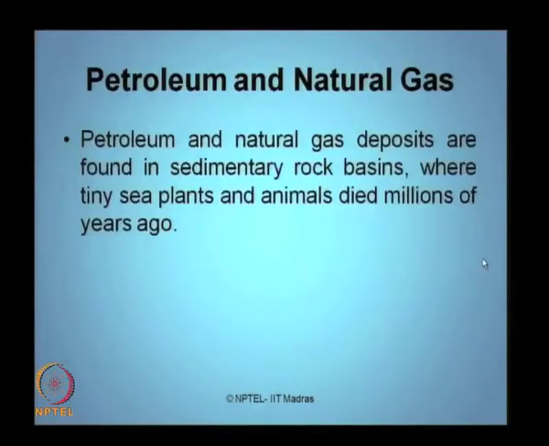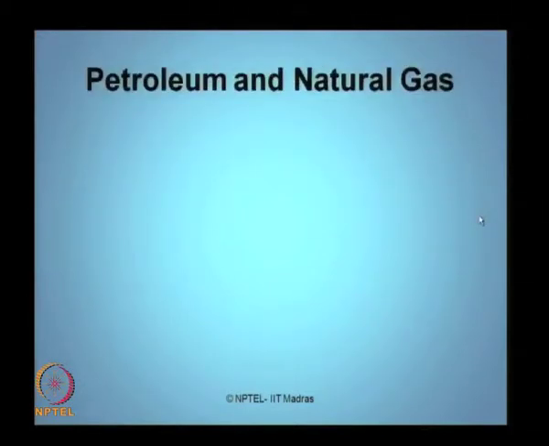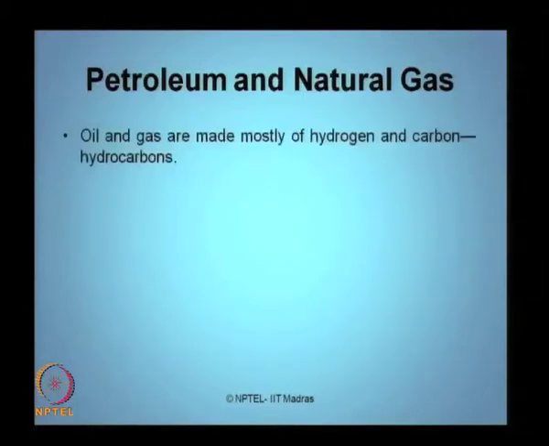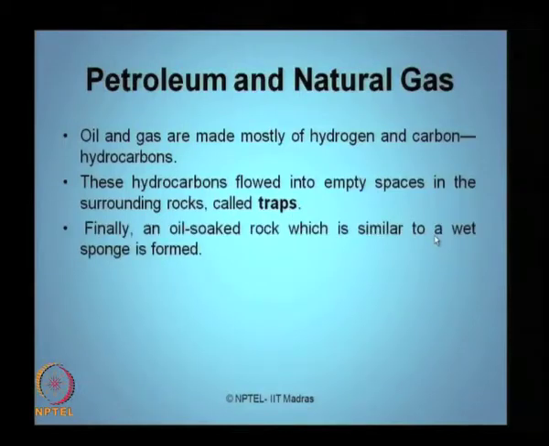If you look at petroleum and natural gas, deposits are found in sedimentary rock basins, where tiny sea plants and animals died millions of years ago. In the presence of proper temperature and pressure, these plants and animals eventually turn into what we call hydrocarbon reserves. Oil and gas are made mostly of hydrogen and carbon, which is why they are called hydrocarbons. These hydrocarbons flowed into empty spaces in the surrounding rocks. These empty spaces are called traps. Finally, an oil soaked rock, similar to a wet sponge, is formed.